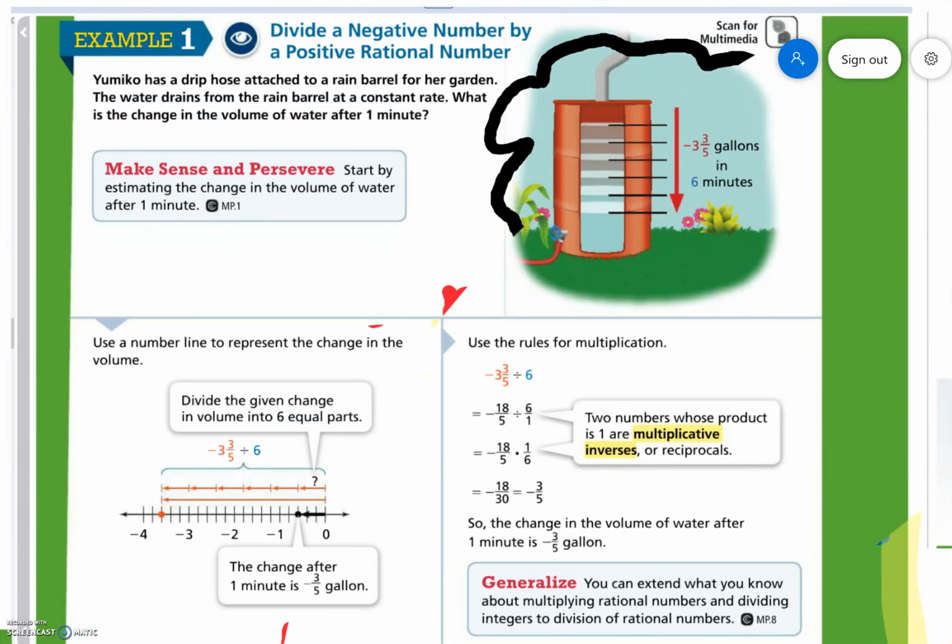Example number 1. Divide a negative number by a positive rational number. So last lesson we did integers. We were dividing integers. Now we're going to do rational numbers, which includes decimals and fractions. So just taking it one step further. Yumiko has a drip hose attached to a rain barrel for her garden. The water drains from the rain barrel at a constant rate. What is the change in volume of the water after 1 minute? So here we have, in our picture, it says it goes negative 3 3/5 gallons in 6 total minutes. So we're trying to figure out how much it drains in 1 minute.